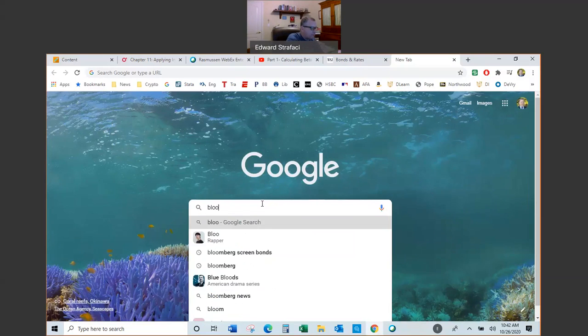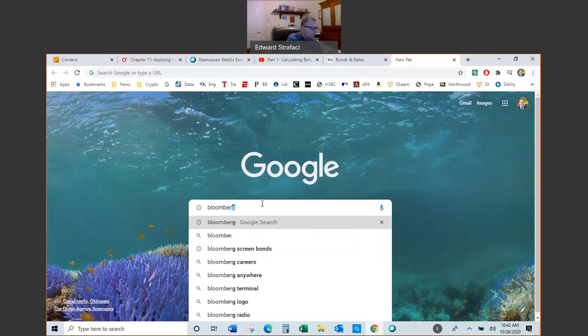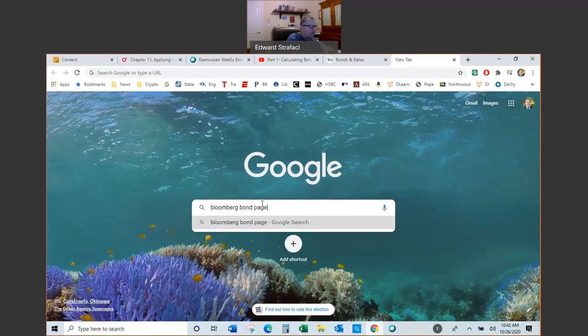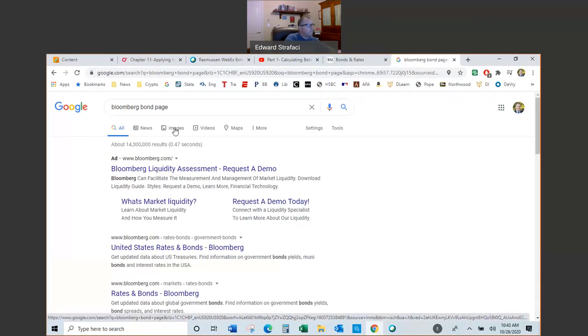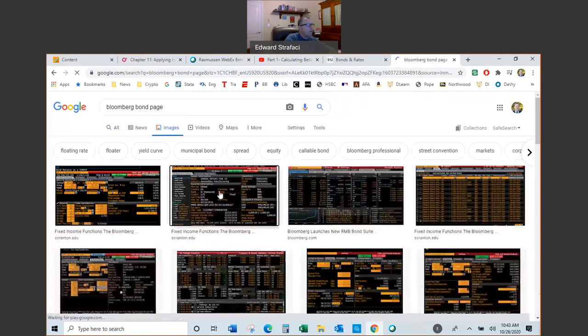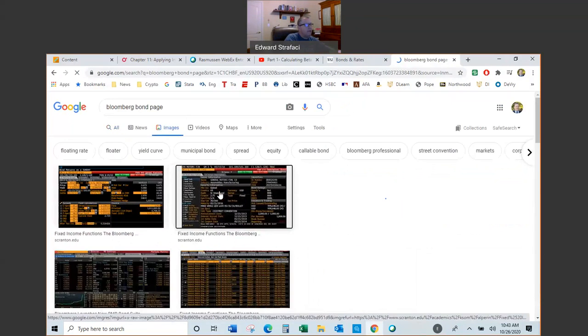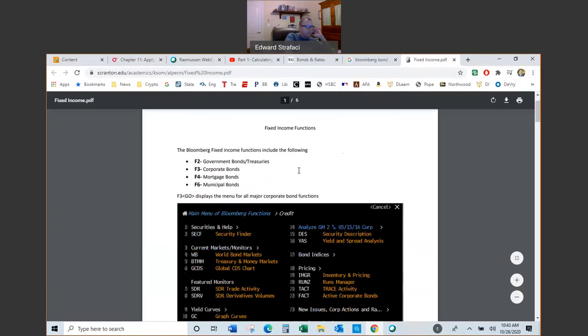A lot of systems will have those numbers. Bloomberg bond page. So if you get access to a Bloomberg one day, and it's great, utilize it. The Bloomberg bond page will have those numbers. And that's really one of the strengths of having a Bloomberg: they made their name based on understanding the bond market. I go back to the 1980s when they started.